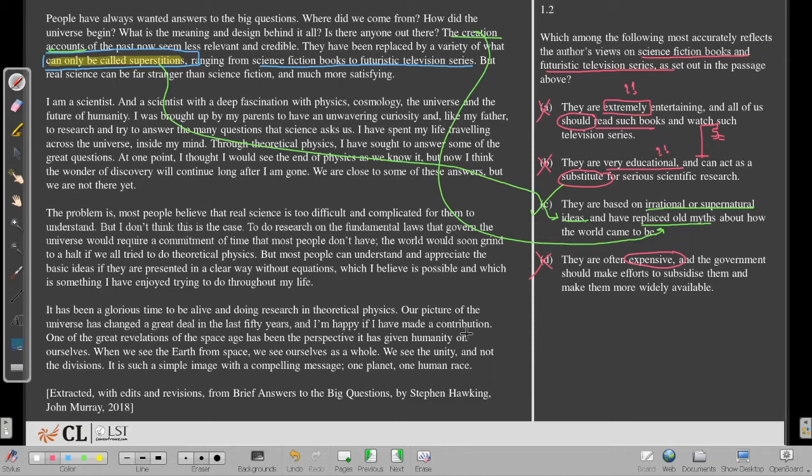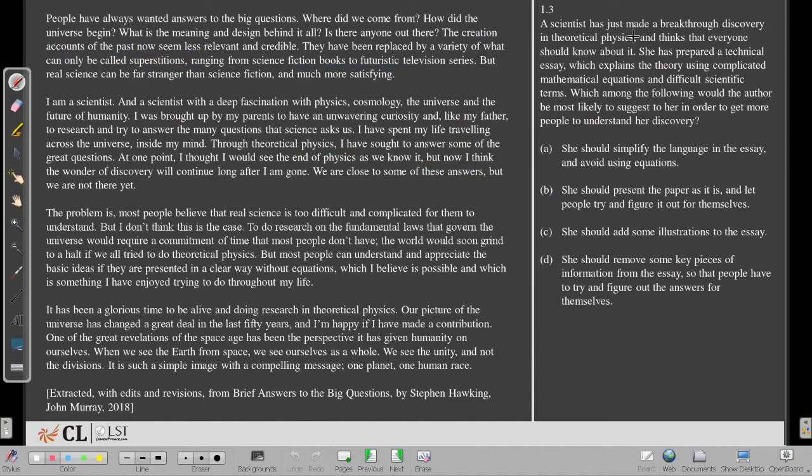Let's look at 1.3. A scientist has just made a breakthrough discovery in theoretical physics and thinks that everyone should know about it. So everyone should know about it. What gets triggered? Obviously, this particular paragraph, that problem, for which the author has given a solution. Most people can understand and appreciate the basic idea if it is presented clearly without an equation. That's what it is. She has prepared a technical essay which explains the theory using complicated mathematical equations and difficult scientific terms. Which of the following would the author most likely suggest to her?